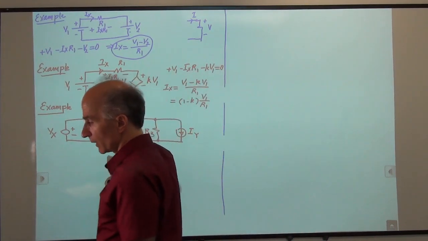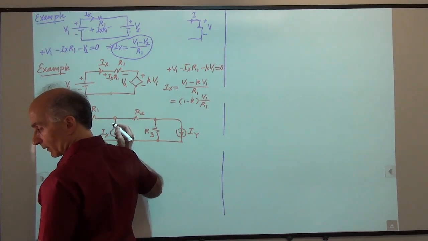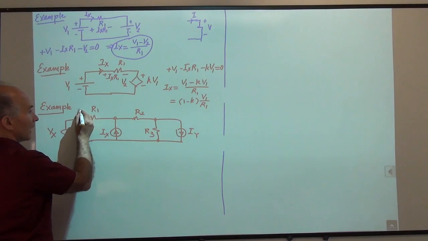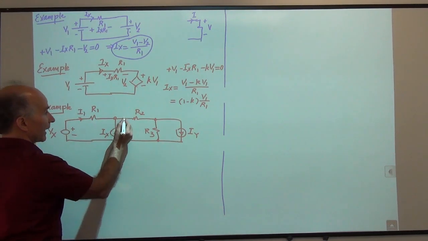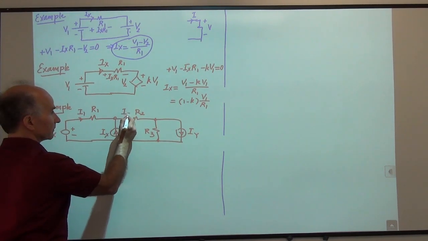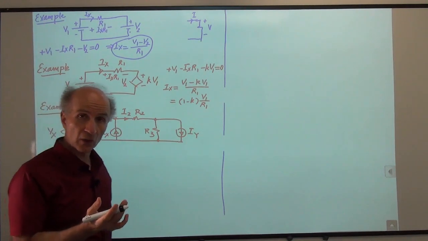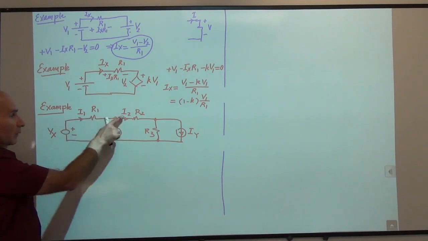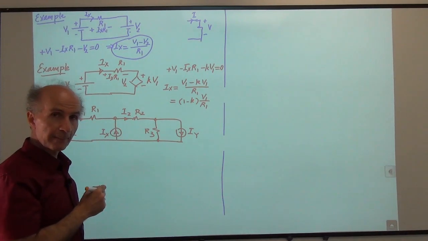Okay, well, so let's call, for example, this current I1 and this current I2. I1 and I2 are not known. What we know are these quantities, right? These quantities, but we don't know I1 and I2. Eventually, we hope to find them.